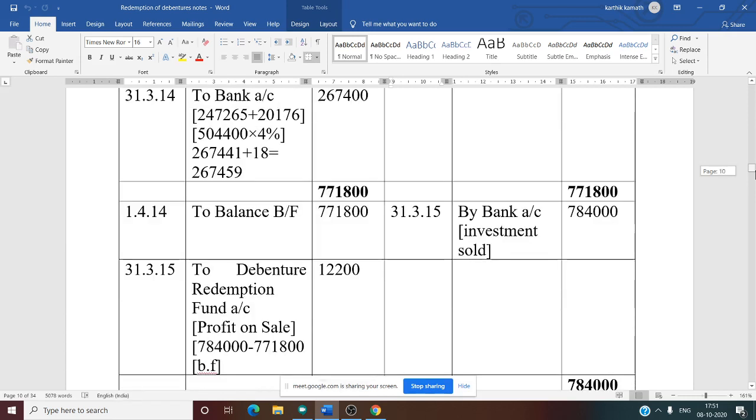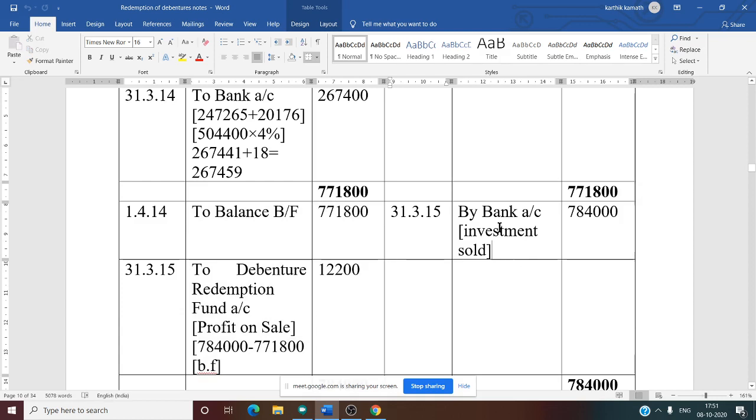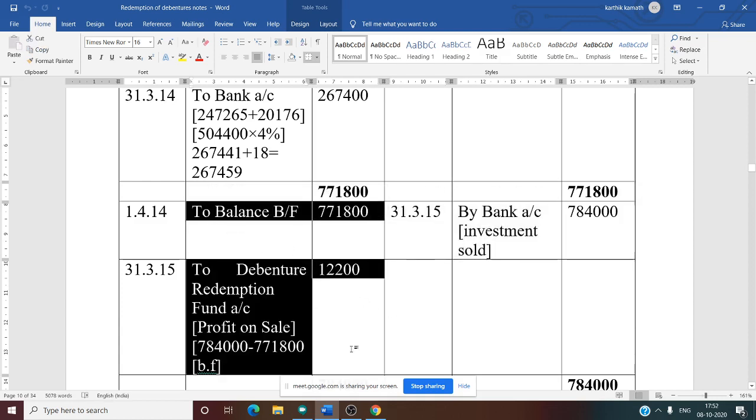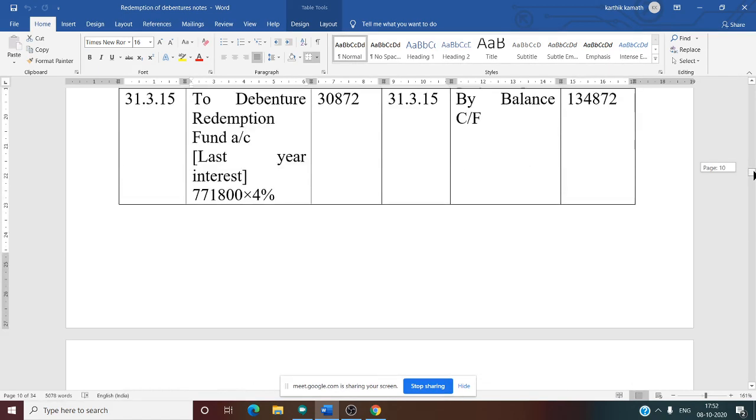Now in the DRFI account, last year if you see, 7,71,800 is the opening balance. We have not calculated interest in the DRFI account. Why have we not calculated? Because investments are sold, so there is no interest. But interest is to be shown in the bank account, last year only. So how to calculate? On the opening balance of last year in the DRFI account, on that you need to calculate.